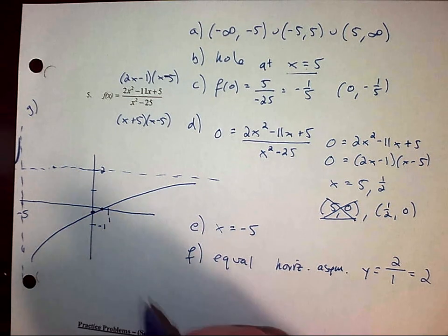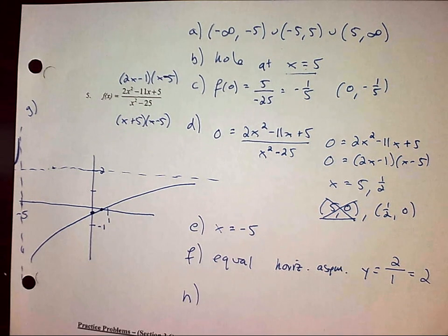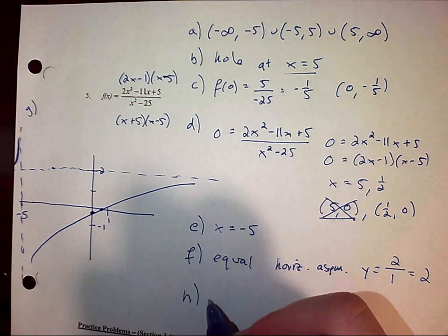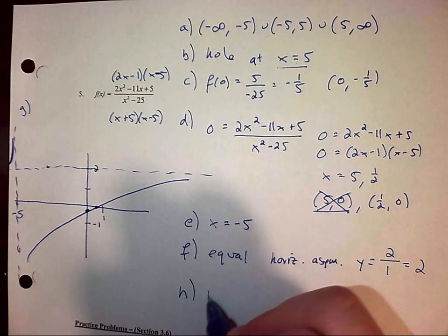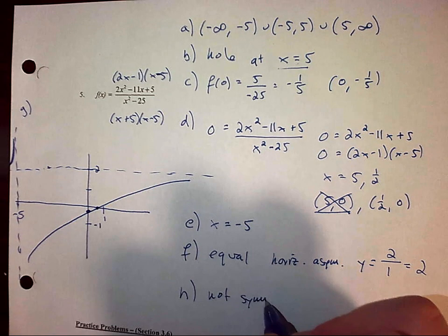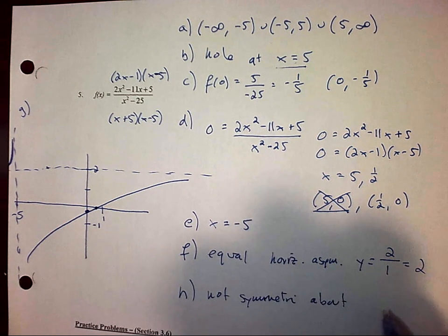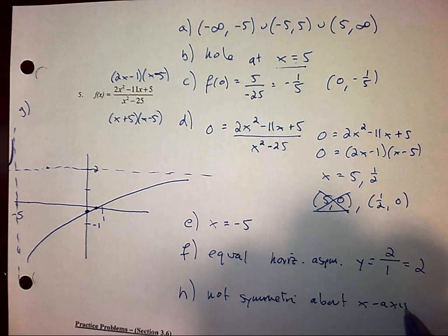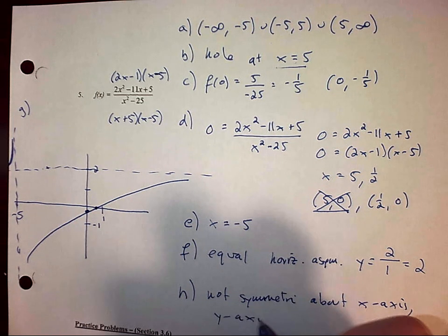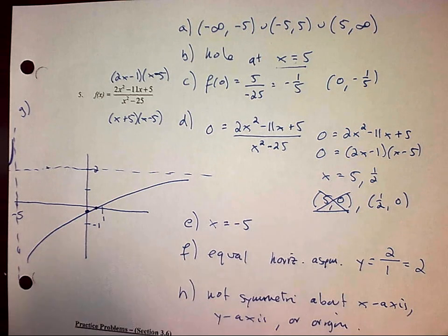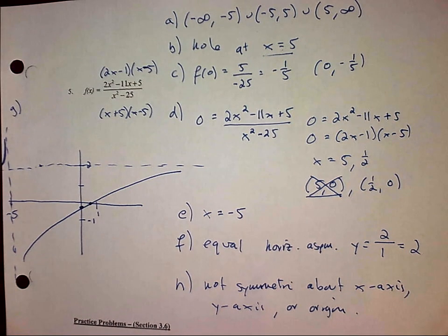Alright, now for h, saying is it symmetric about the x? Can we spin around the x? Nope. Can we spin around the y? Nope. Can we spin around the origin? Nope. So again, for all of these, we had that it's not symmetric about the x-axis, y-axis, or the origin. So that's the same answer that we had for all of these.